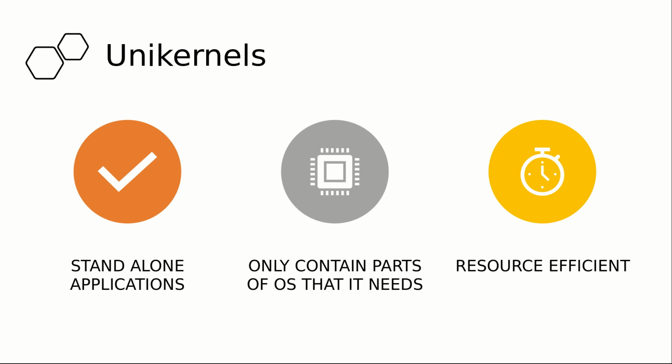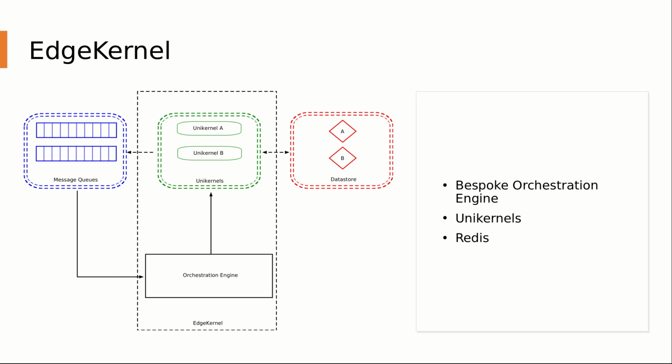Unikernels are immutable, single-purpose virtual machines. During compile time, they link in the parts of the OS stack that they need to run the application. This results in a highly specialized, tiny virtual machine, and because of this, they are incredibly quick to boot and have a very low memory footprint. This makes them very resource efficient. So EdgeKernel uses unikernels to execute its functions.